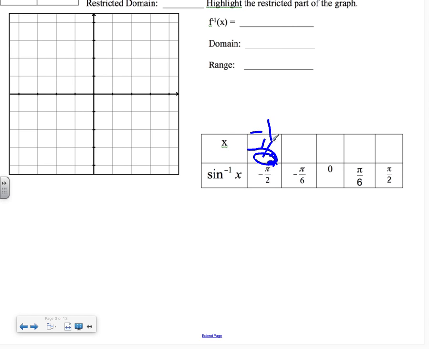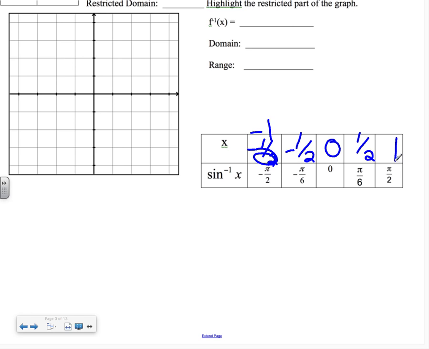The sine of negative pi over 6. Oh, I thought we were flipping. We are. Notice I'm putting the y's in the next column, right? I don't have the angles as x anymore. I have the y's. I'm just doing it backwards. All right, the sine of 0, the sine of pi over 6, and the sine of pi over 2, 1. All right. So I'm going to graph these points.